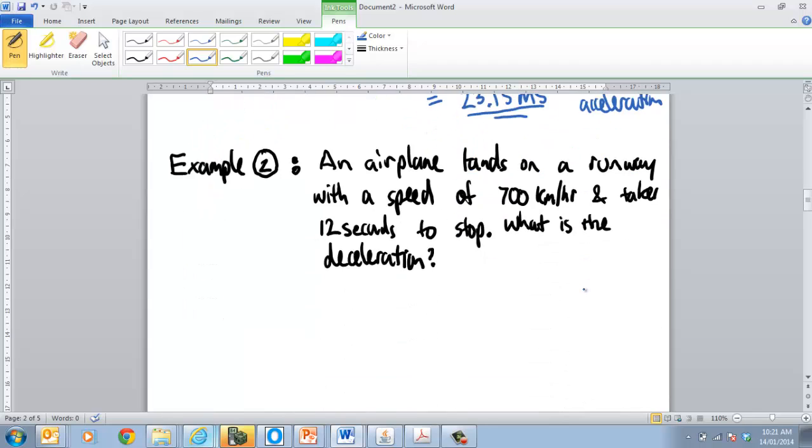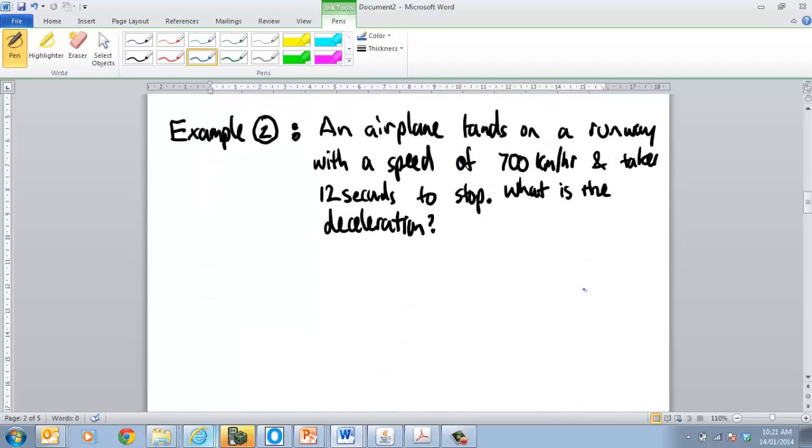Let's look at another one. An airplane lands on a runway with a speed of 700 kilometers per hour. It takes 12 seconds to stop. What is the deceleration? Right, so again, some information I need to highlight. So I've got my 700 kilometers per hour. I've got 12 seconds of time. I need to work out my deceleration, don't I?